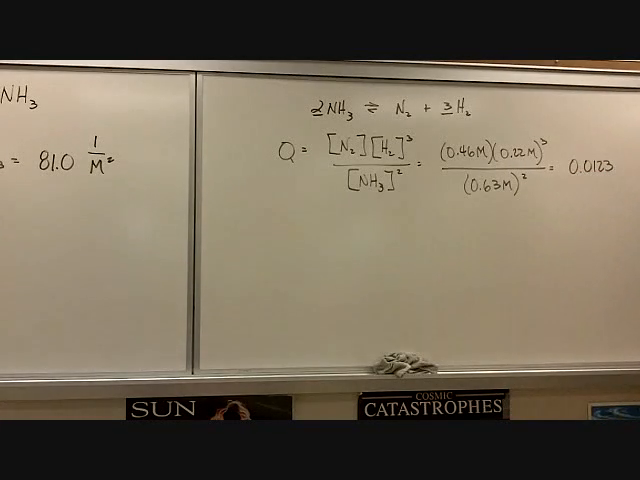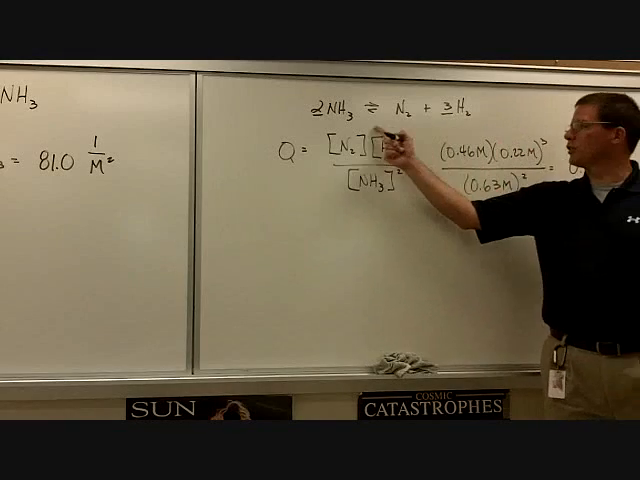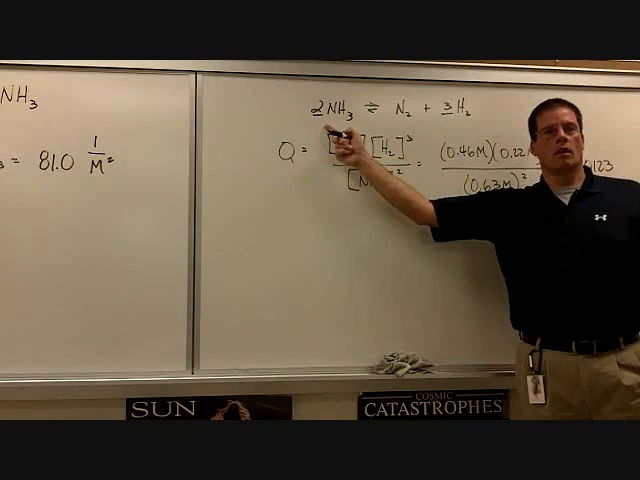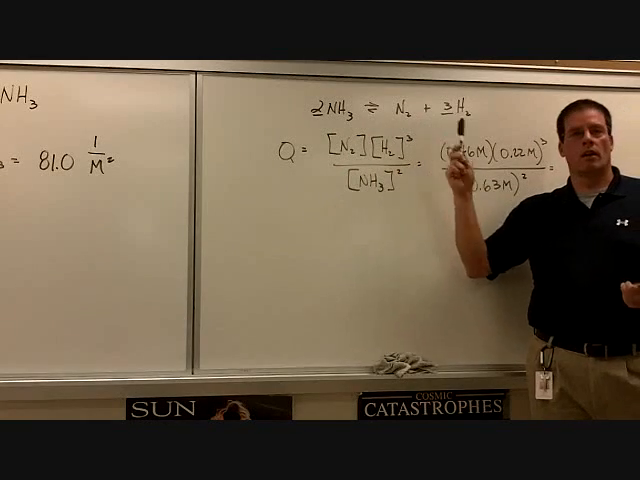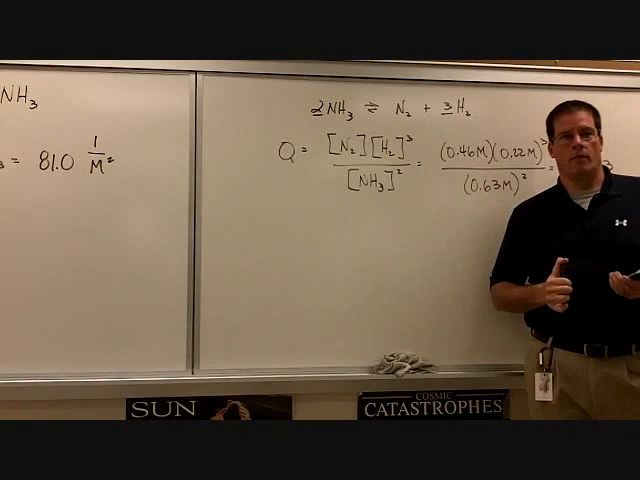So we get 0.0123. How do you know which ones are reactants and which ones are products? Right here, from the balanced equation. But if you can go both ways, then they'll give it to you. So whatever is given.